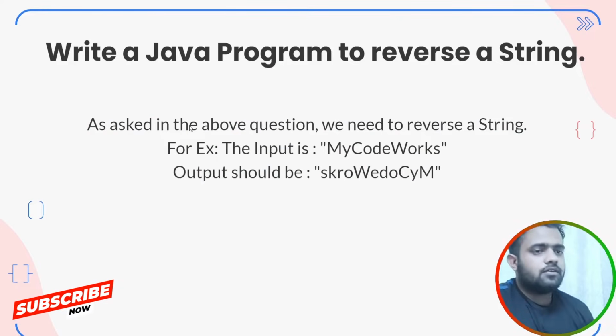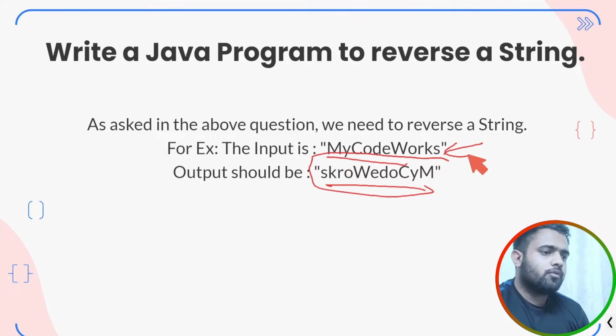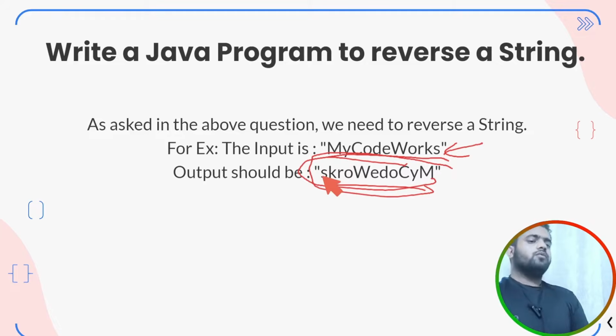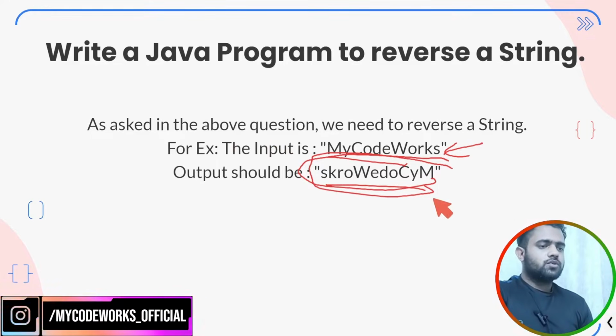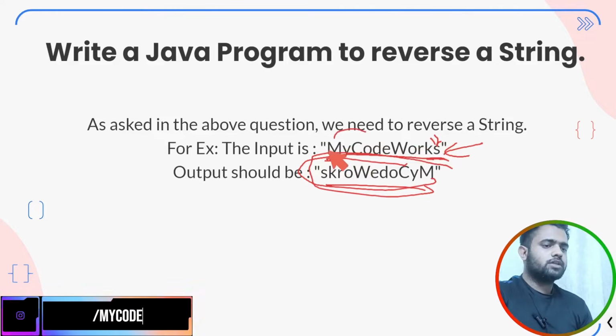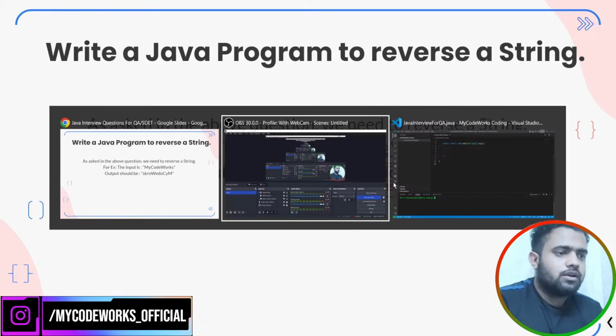So here is the problem: write a Java program to reverse a string. You are given a string, and the output should be something like this. You have to reverse this string. Now you are thinking how we can resolve this using code, right? As you can see, we have just swapped the first and last with each other. We can use the two pointer approach here and swap them with each other. So m will go last and yes will go first. Later on you will get the reverse string as the output. So let's solve it in the code itself.